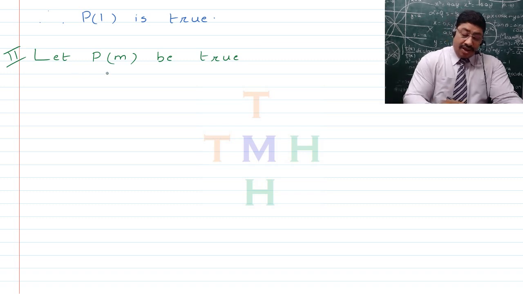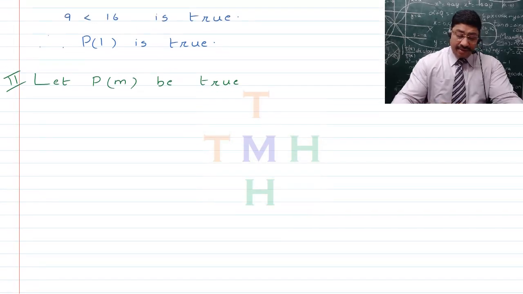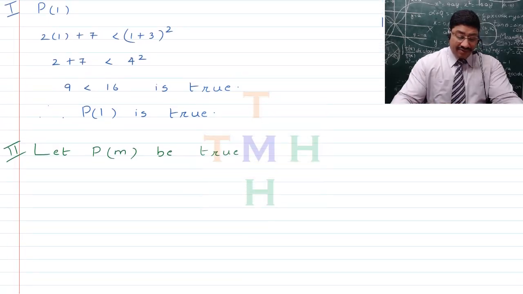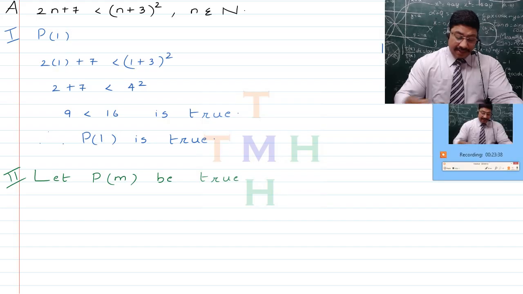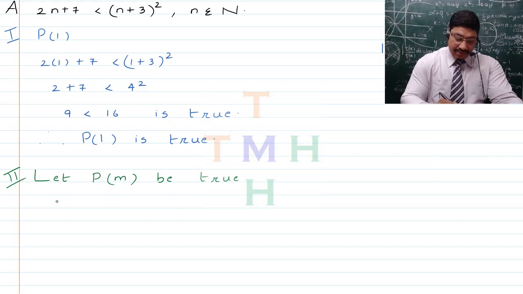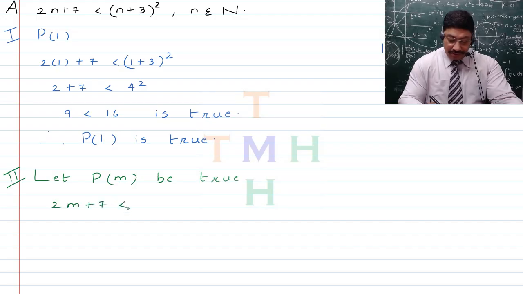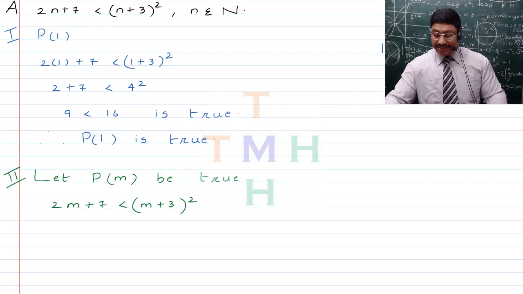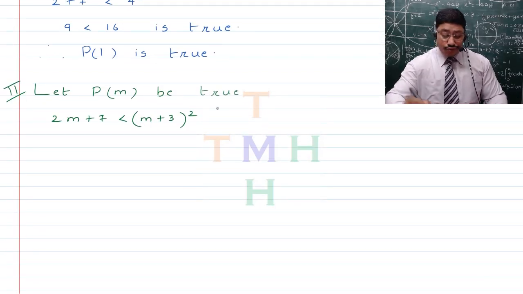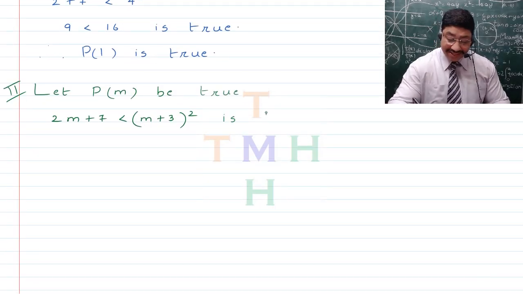Now in this, we have P(m) as a statement where in place of n we substitute m. So it is 2m plus 7, which has to be assumed to be always less than (m plus 3) whole raised to the power 2. This statement has now to be assumed to be true, so we will say that this is true.